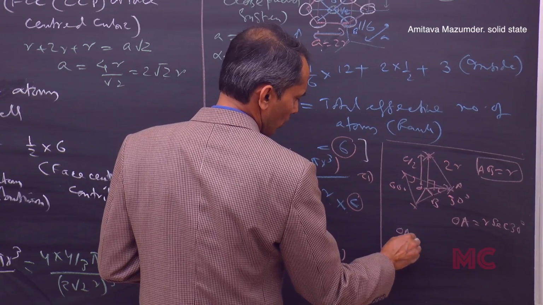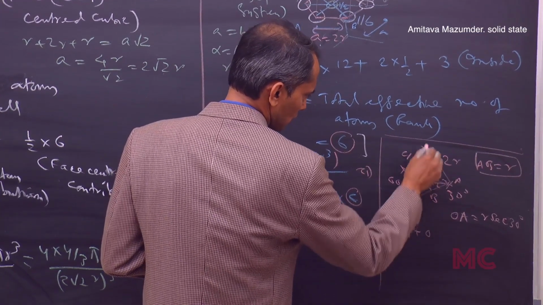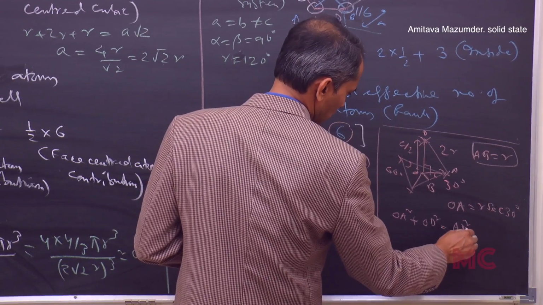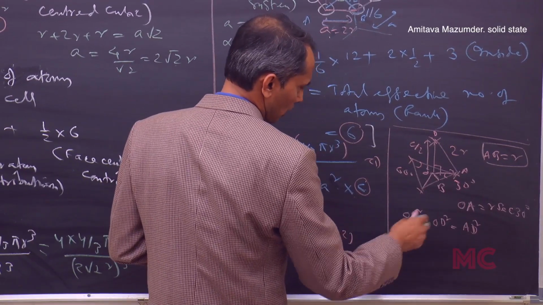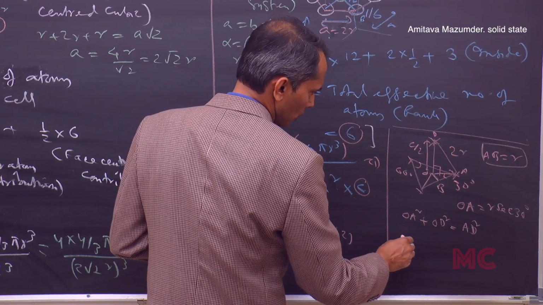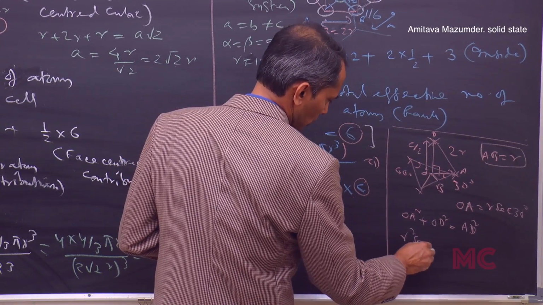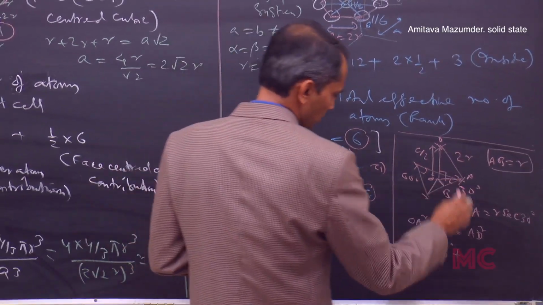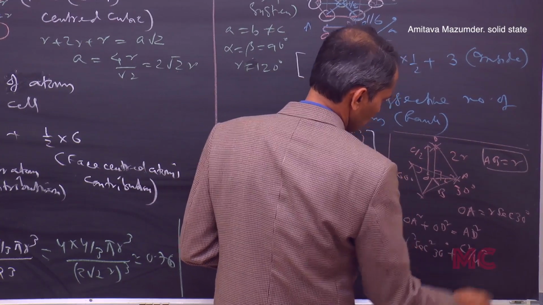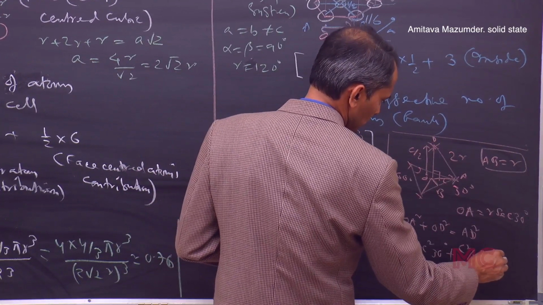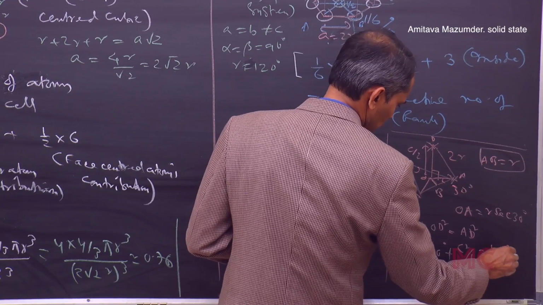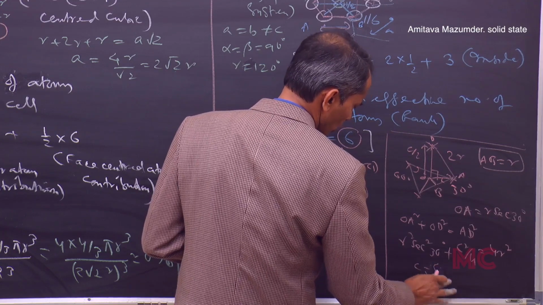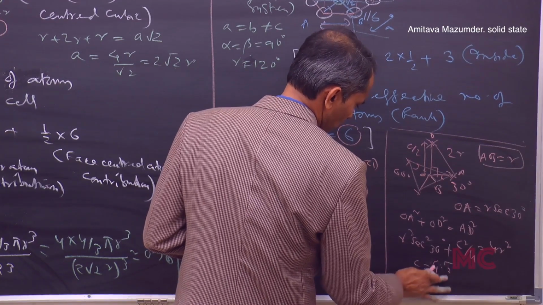So we can write OA square plus OD square is equal to basically AD square. So with the help of this, we'll be able to find out the relation between R and C. How? OA square is equal to R square sec square 30 plus OD square, which is C square by 4, and of course we'll be getting AD square, it is basically 4R square. So we can write C is equal to 4R by root 3.